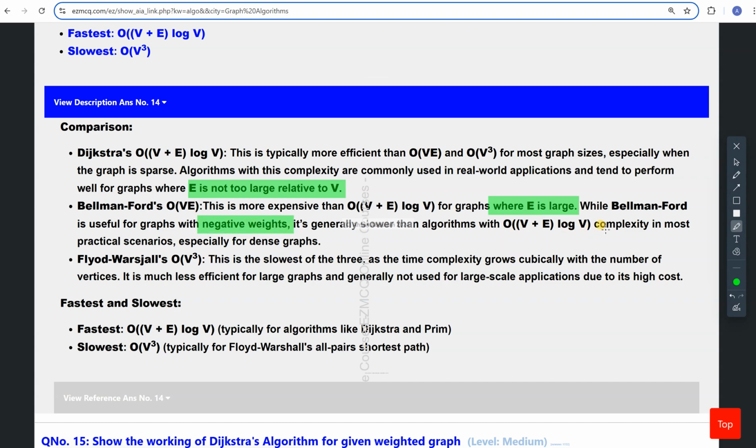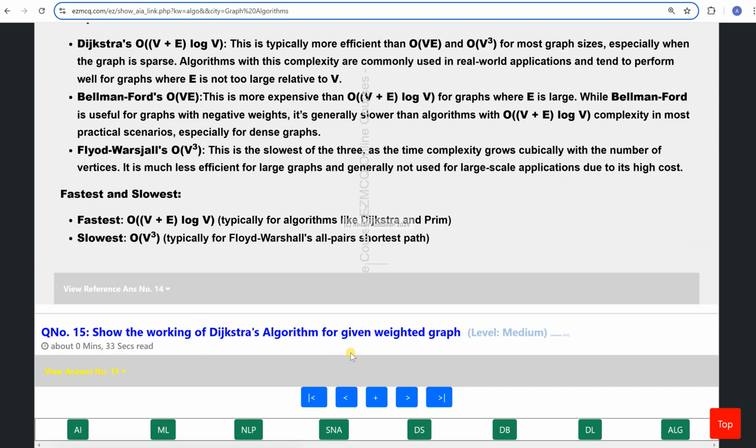But because of this time complexity, it is not desirable in most practical scenarios. And when the graph is dense, then it's a disaster because the E becomes V square. And Floyd-Warshall algorithm is the slowest, because it grows cubically with the number of vertices and so on. So these are some of the limitations and comparison of these algorithms. So let's look at the working of the Dijkstra algorithm for a given weighted graph.